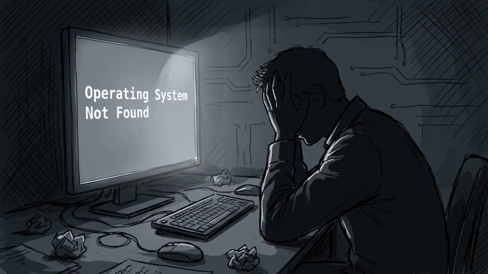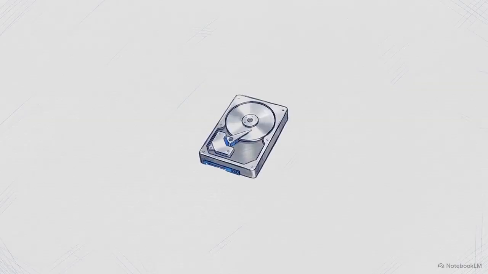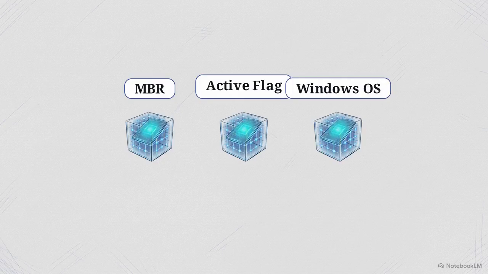A missing operating system looks like a catastrophic data loss event, but when you understand the underlying architecture and master these low-level command overrides, it becomes a simple, logical procedure.